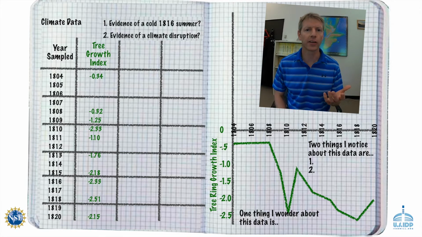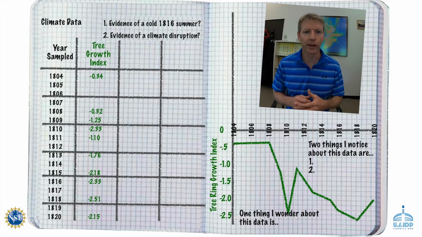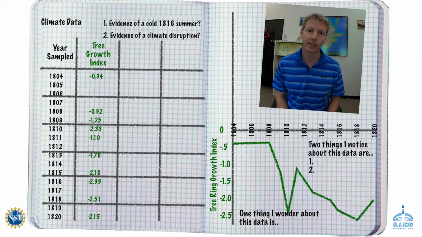So something I wonder is, could it be the same climate disruption that is causing all of these cold summers? Or do we actually have 2 or more different climate disruptions that could be causing this? In order to answer those questions, we need to go to the ice core record and see if we can find evidence of these climate disruptions that might be causing these cold summers.